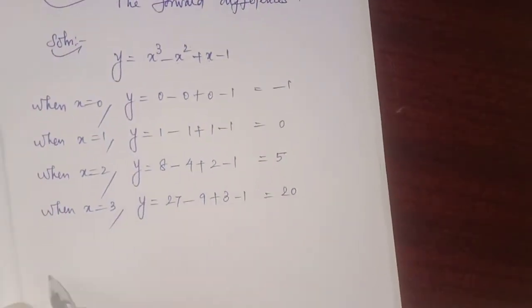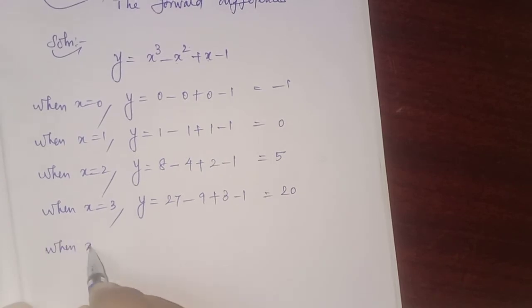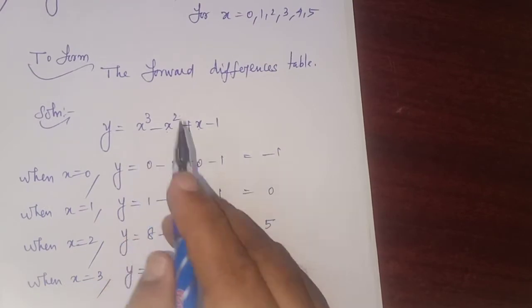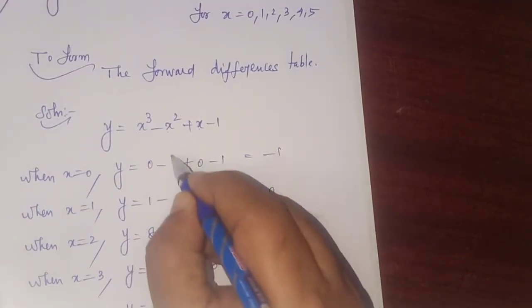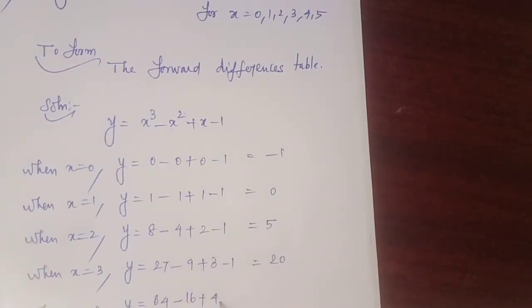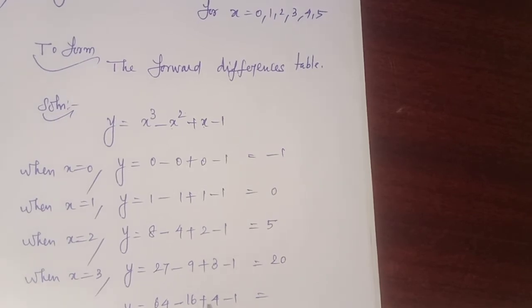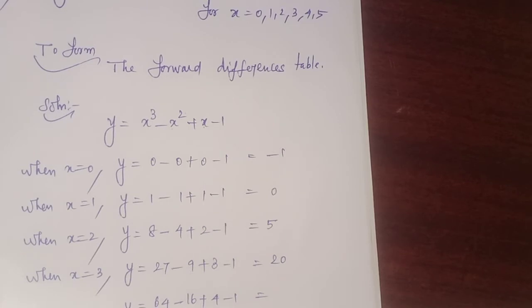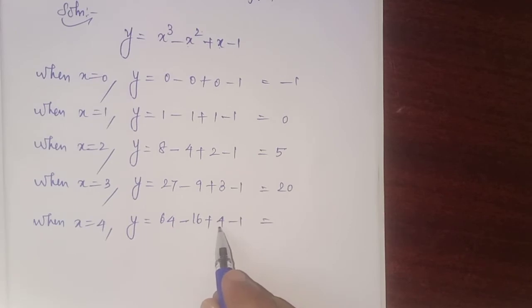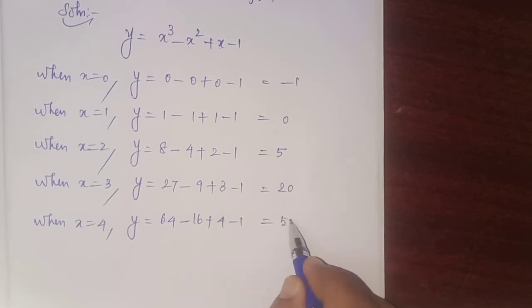Now x equals 4. When x is equal to 4, y is equal to 4 cube is 64 minus 4 squared is 16 plus x value is 4 minus 1. 64 minus 16 that is equal to 48. 48 plus 4 equals 52. 52 minus 1 that is equal to 51.